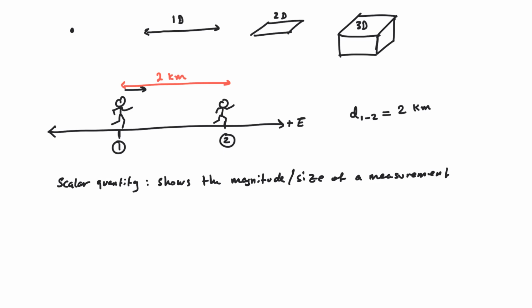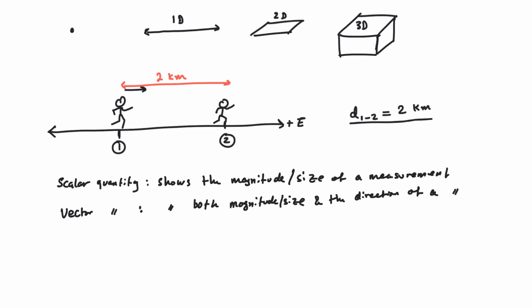And when we're talking about a vector quantity, it shows both magnitude or size and the direction of a measurement. So in the first situation over here, we call it distance. We'll talk about this much later when we're in the kinematics section.